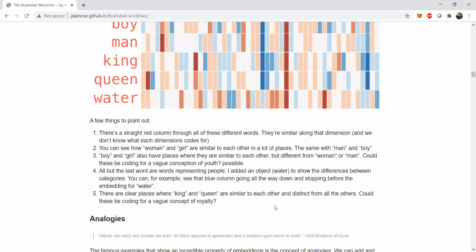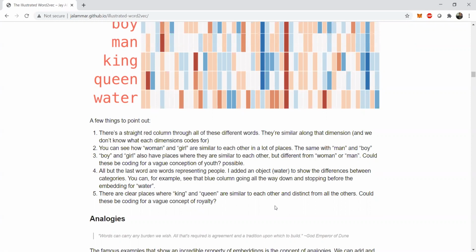And also we see that woman and girl are similar to each other in lots of different places, which also implies that they are semantically similar. Now, if we have boy and girl, they are also similar, but different from a woman or a man. So this can be a cause of ambiguity, and you may wonder how this can happen. Because boy and girl also have places where they are similar to each other, but they are not that similar as when we compare woman and man.